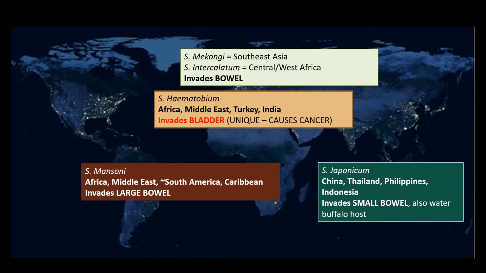As you can see, Schistosoma hematobium really is more endemic to Africa and the Middle East, whereas GI tract schistosomes are diffuse across Africa, Southeast Asia, and even South America and the Caribbean.